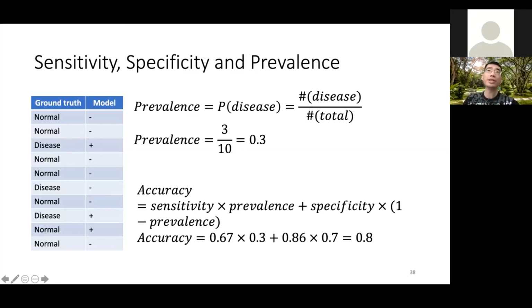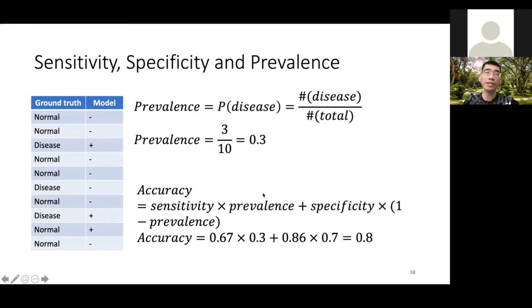And now, using the relationship between sensitivity, specificity, and prevalence, we can also get to the accuracy, right? So this is going to be equal to 0.67 times the prevalence, 0.3, plus the specificity, 0.86, times 1 minus prevalence, or 1 minus 0.3, so 0.7. And this comes out to be 0.8. And we can confirm with a simple calculation of the fraction that we get correct that the accuracy is indeed 0.8.